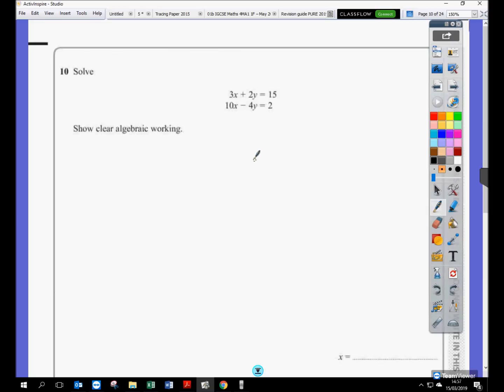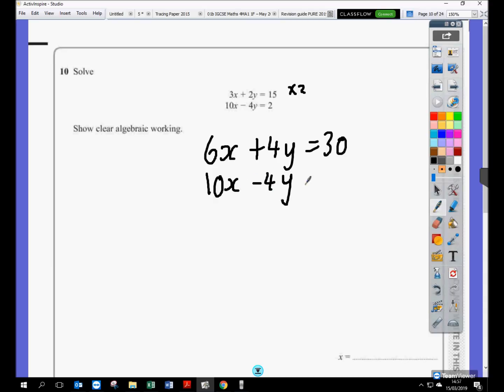Next question, simultaneous equations. We need the same number of x's or the same number of y's. If you times the top equation by 2, it's 6x plus 4y equals 30. And the bottom equation, just keep it the same because I've tried to make the y's the same. Now, the rule is if the signs are the same, you subtract. If the signs are different, you add. We're concentrating on the y's because I've decided to make the y's the same. So the signs are different. When they're different, you add. You must write this plus, otherwise you're going to score 0 marks on this.